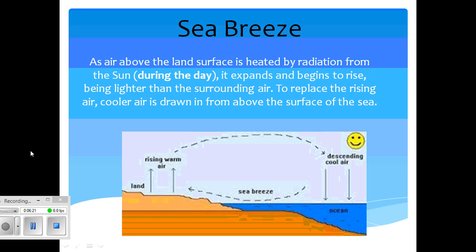As air above the land surface is heated by radiation from the sun during the day, it expands and rises to become lighter than the surrounding air. To replace the rising air, cooler air is drawn in from above the surface of the sea. In this case, the air travels from the sea onto land.